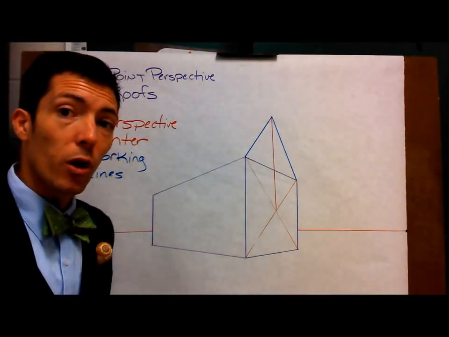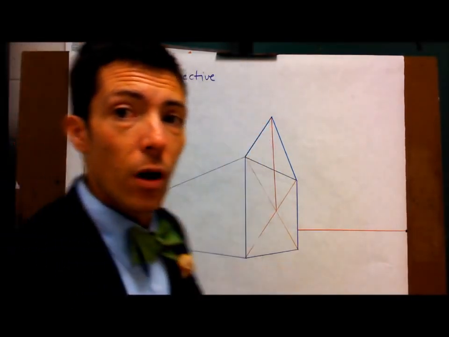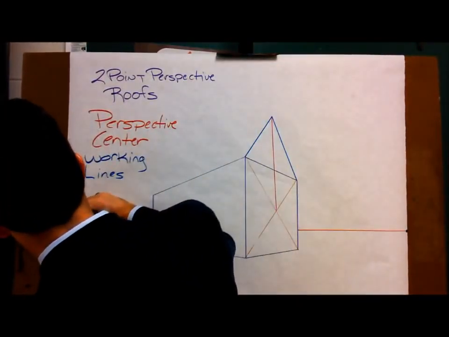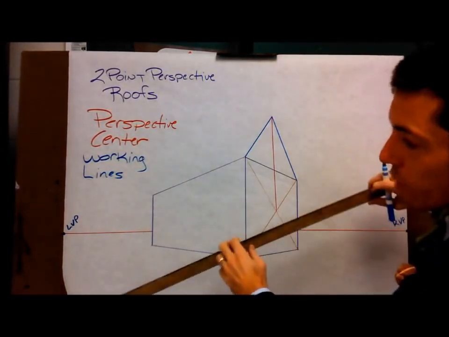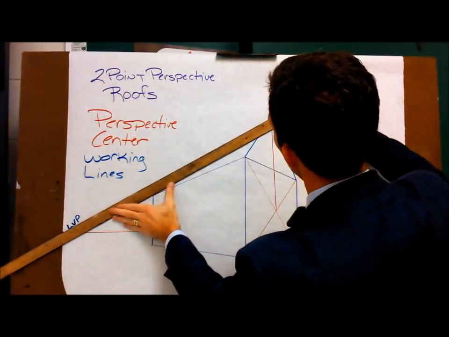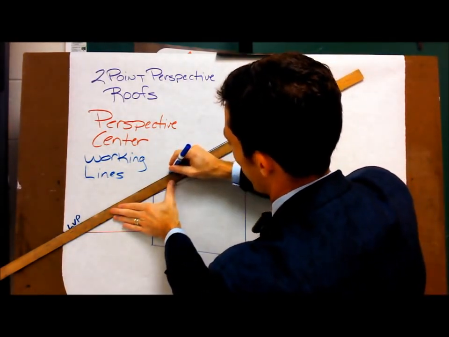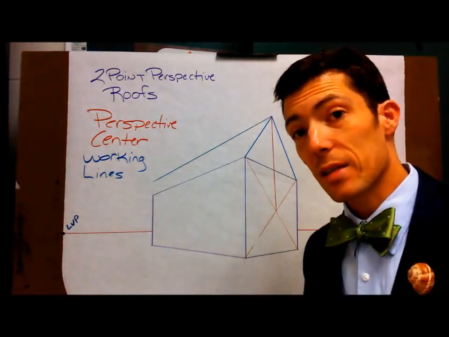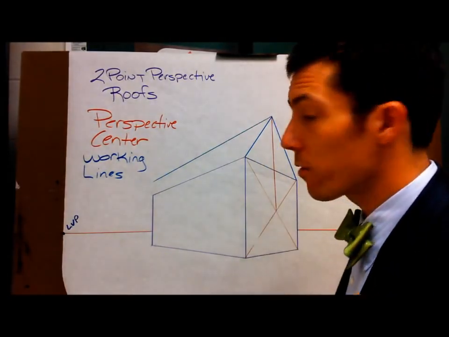Now I'm going to go back to my rules of perspective, and I'm going to draw from this peak all the way to my left vanishing point. Here's my right vanishing point. Using my ruler, always, always, always use a ruler, I'm going to draw my line to my left vanishing point. I don't have to draw it all the way because I know eventually I'm going to erase some of it.